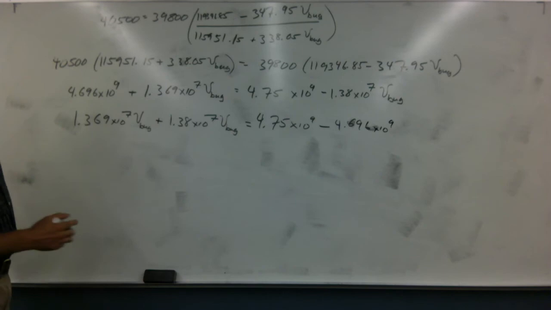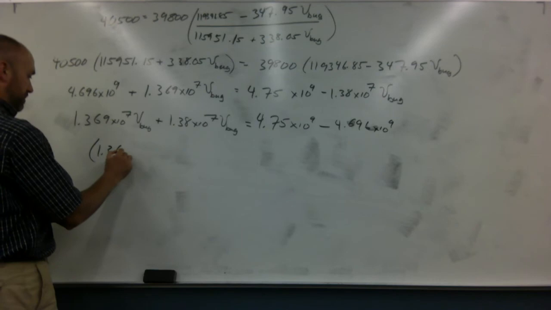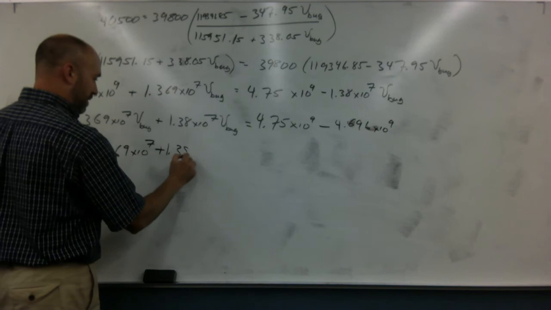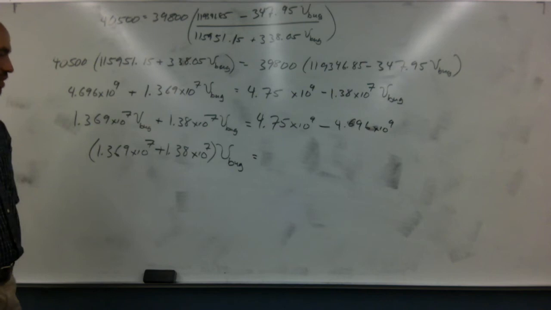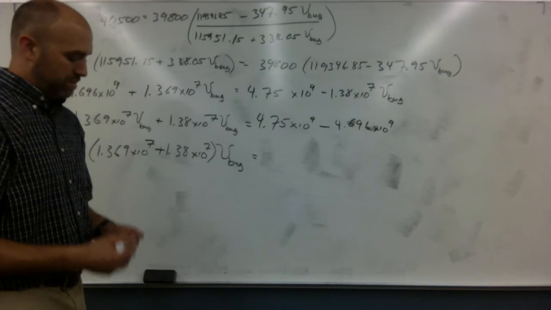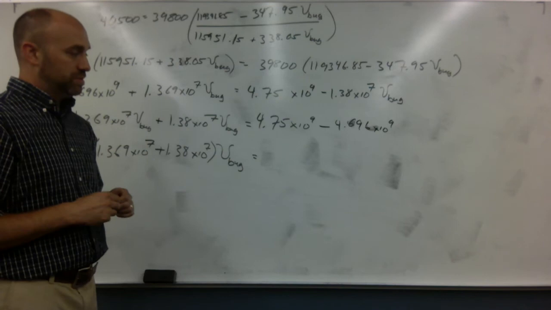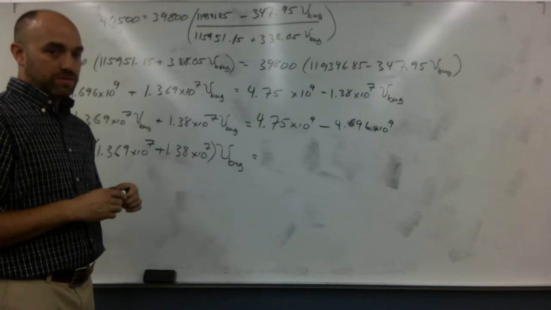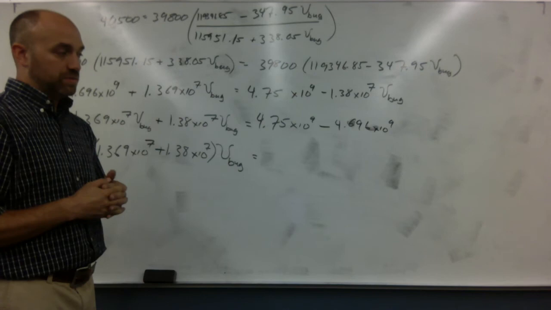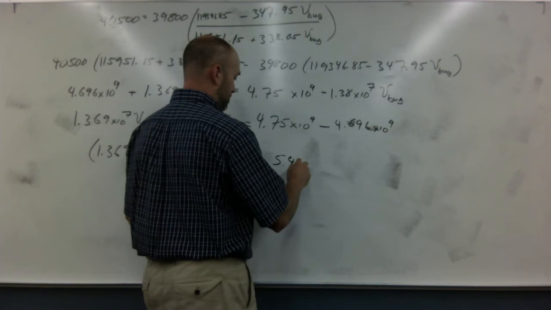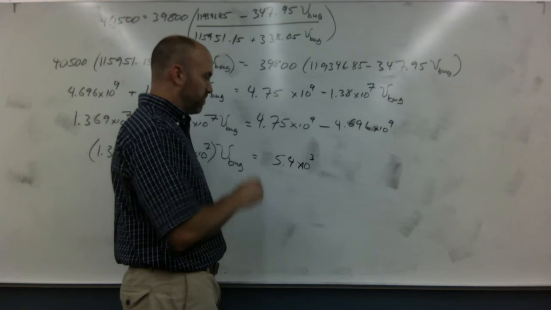So the last step, second to last step, is we're going to pull this V bug out of here. So we have 1.369 to the 7th plus 1.38 times 10 to the 7th times V bug equals that. Okay, so what are these two numbers? What's this number over here? This difference?